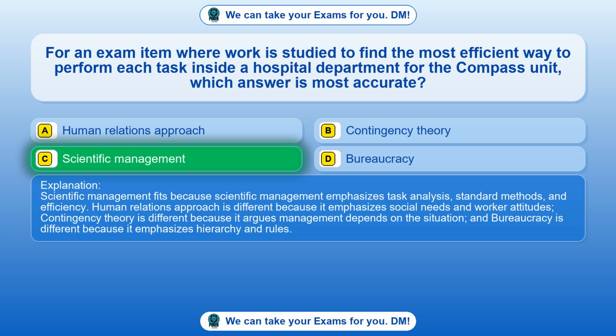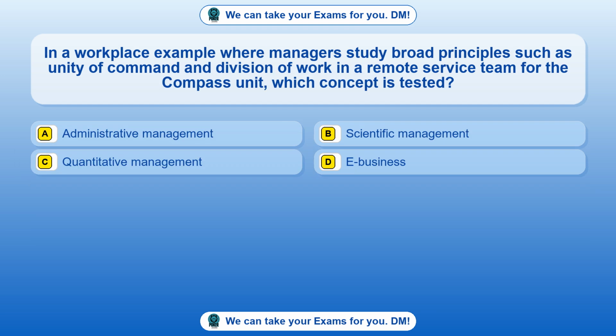Scientific management fits because scientific management emphasizes task analysis, standard methods, and efficiency. Human relations approach is different because it emphasizes social needs and worker attitudes. Contingency theory is different because it argues management depends on the situation, and bureaucracy is different because it emphasizes hierarchy and rules. Question 30. In a workplace example where managers study broad principles such as unity of command and division of work in a remote service team for the campus unit, which concept is tested?